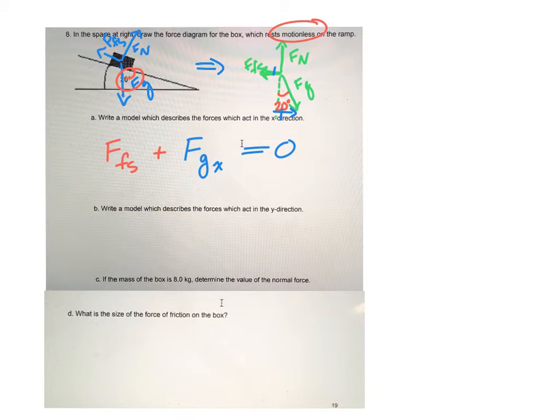And similarly, if we're looking for the y direction, the normal force is the one that's going up and down. And if we add it to the force of gravity in the y direction, so if we add it to the y component, those 2 things have to be equal so that the object remains motionless. So that has to equal 0.